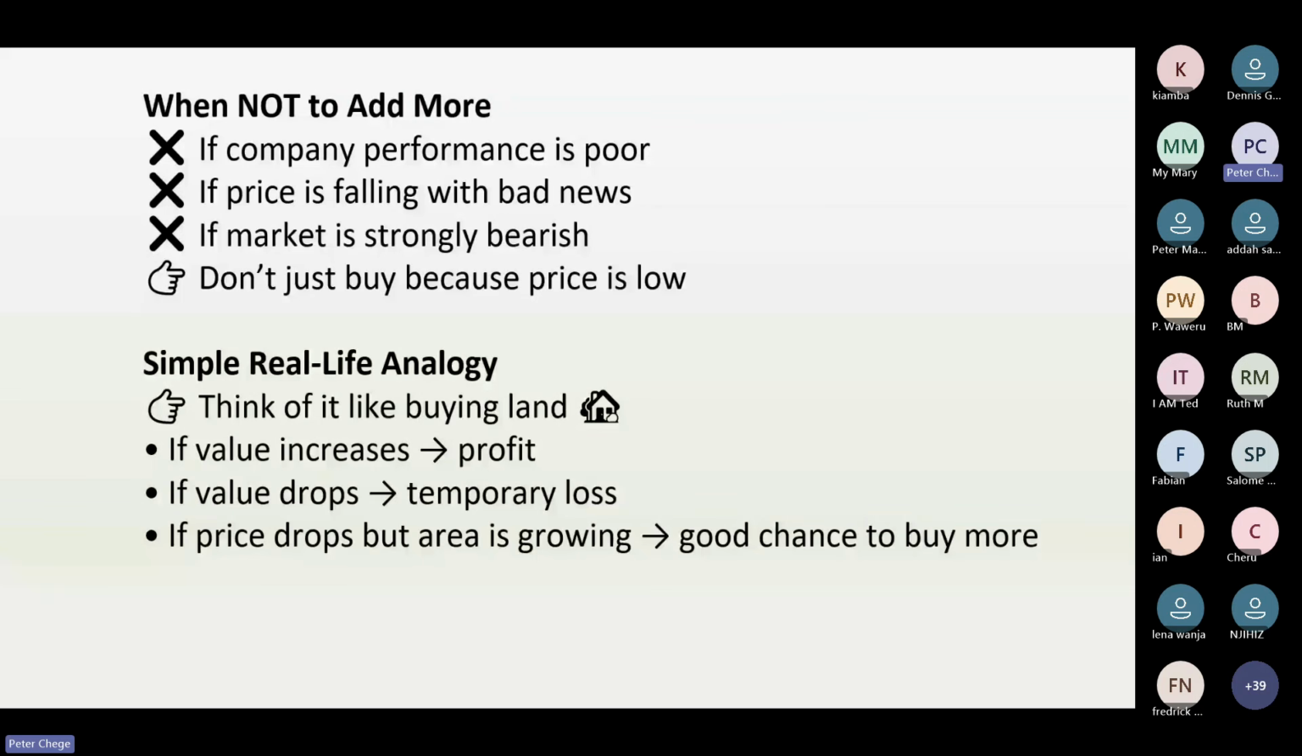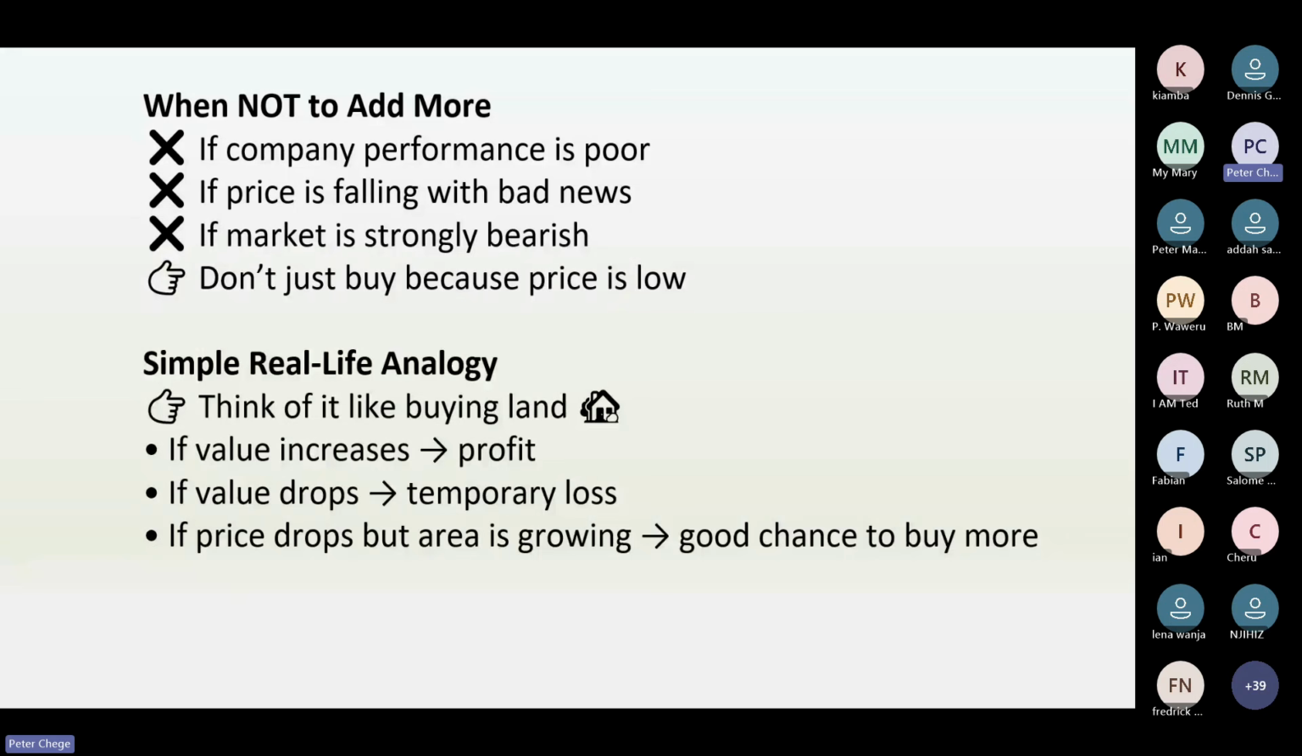So you only stop adding if company performance is very poor or prices are falling because of bad news. Maybe they have even been given a warning by CMA. That time you don't even try to add. Prices are strongly bearish, that is, prices are dropping very fast. You don't want to buy at a high price. You wait at the low levels.